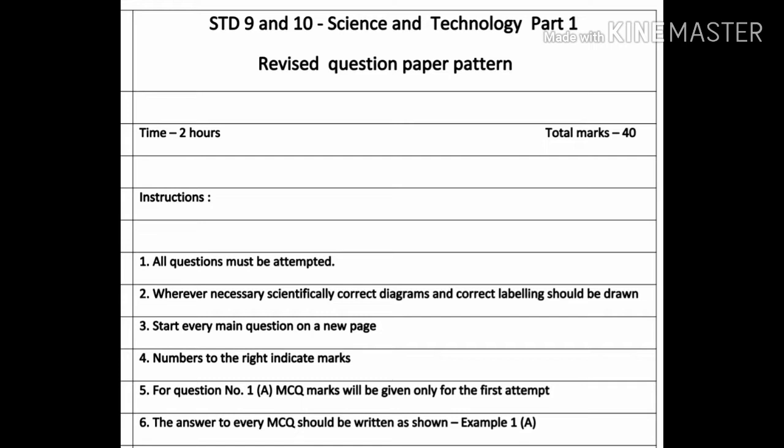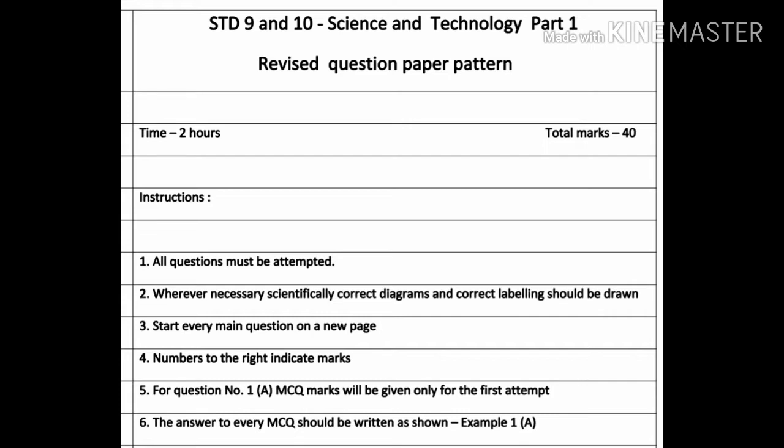So let's start. If you see here, proper instructions are given on how to write the answers of the science 1 and science 2 parts. So we'll be talking about science 1 first. If you see, we are having a 40 marks paper, 40 marks for science 1 and 40 marks for science 2, and 20 marks will be practical. That is exactly the same as every year.